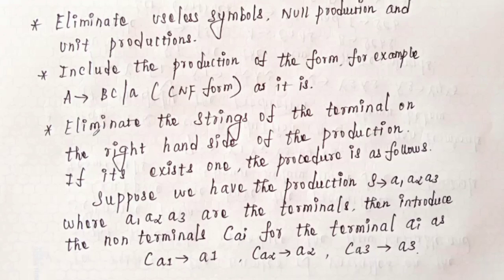In step 3, eliminate strings of more than one terminal on the right hand side. For example, if you have S tends to a1 a2 a3, that is multiple terminals, then introduce a new non-terminal for each terminal. Then rewrite the original productions using the new non-terminals. Here, a1 is assigned to C base a1, a2 to C base a2, a3 to C base a3.